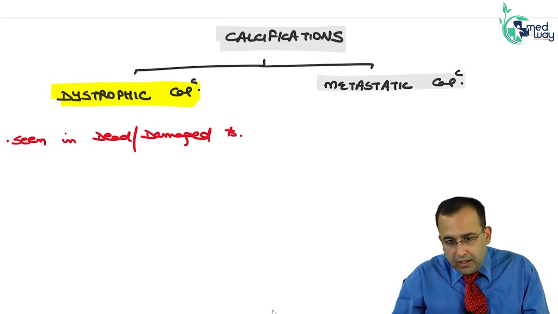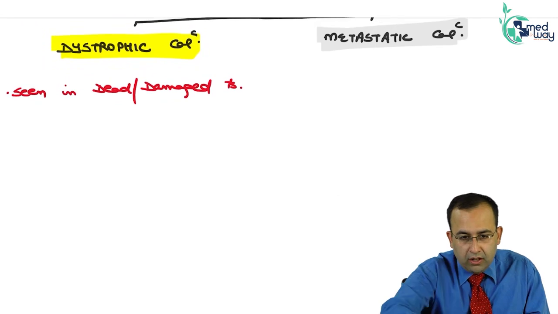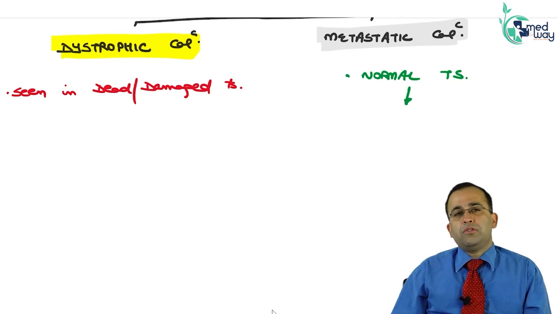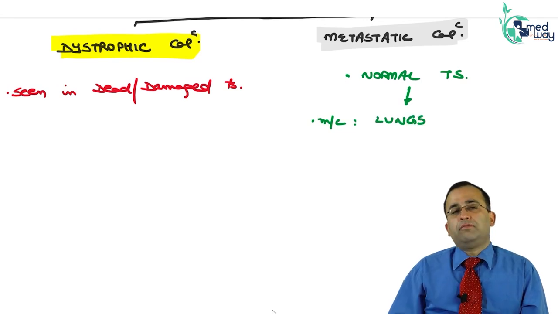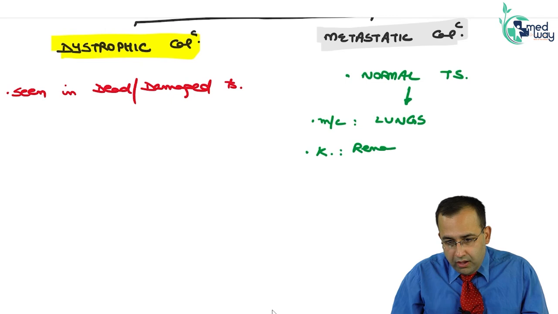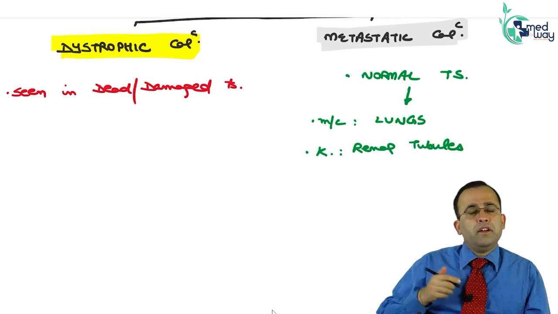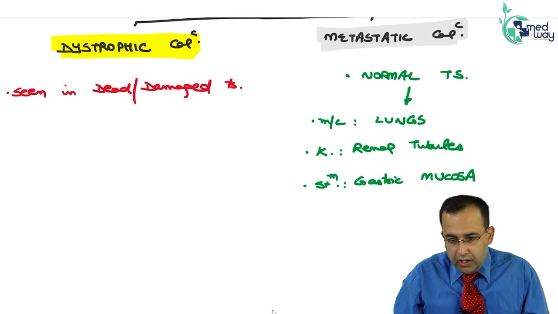Versus metastatic calcification, which is seen in normal tissues. Kaun se normal tissues mein milta hai? Where in the normal tissues? Most common site being lungs. Other sites of metastatic calcification are kidney. Kidney mein kahan? Renal tubules. Stomach. Kahan par stomach mein? That is gastric mucosa.